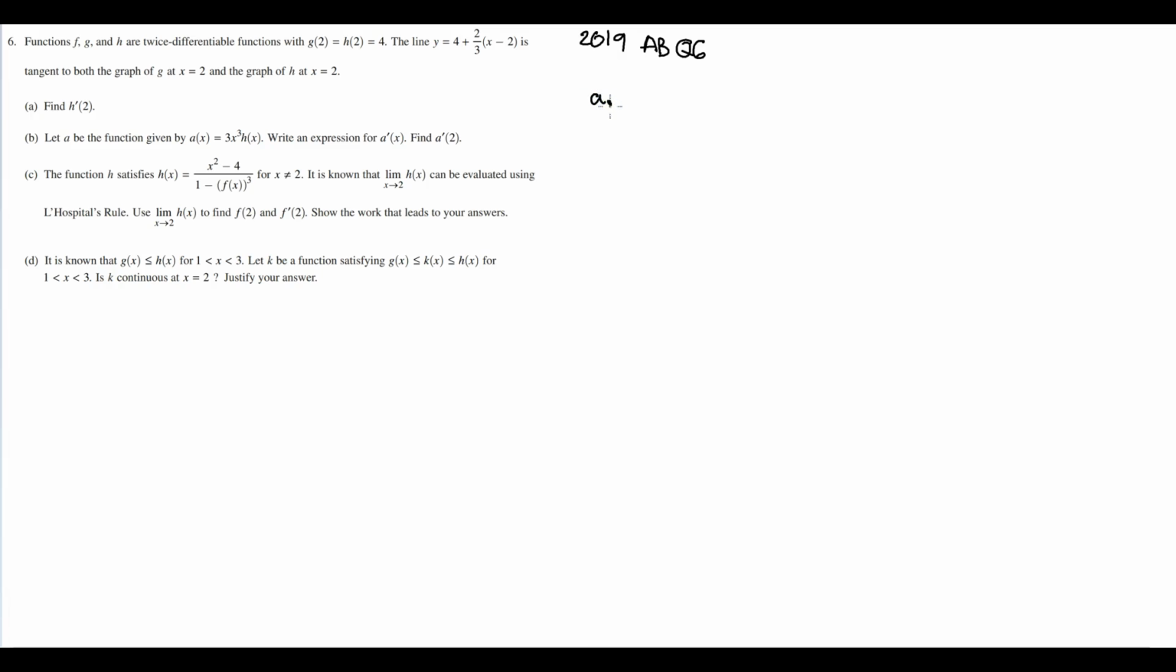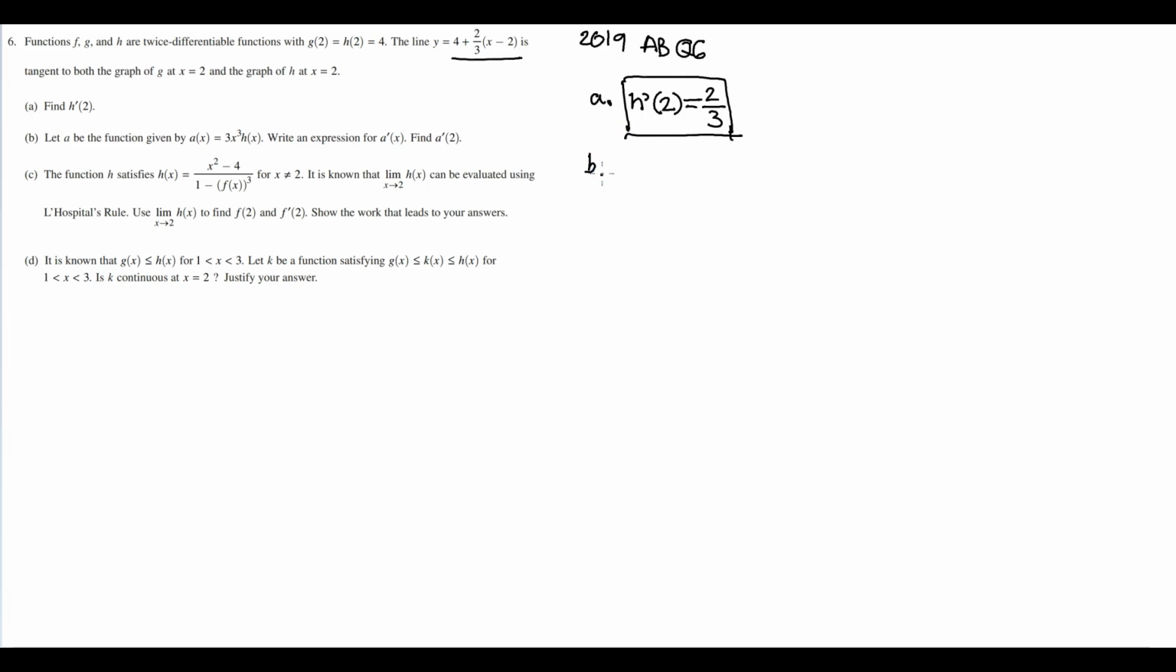Now, h prime of 2: if we look at this equation, the tangent line, the slope of it is 2/3. Just like if you converted it to slope-intercept form, you would easily get a slope of 2/3. So that part was pretty easy.